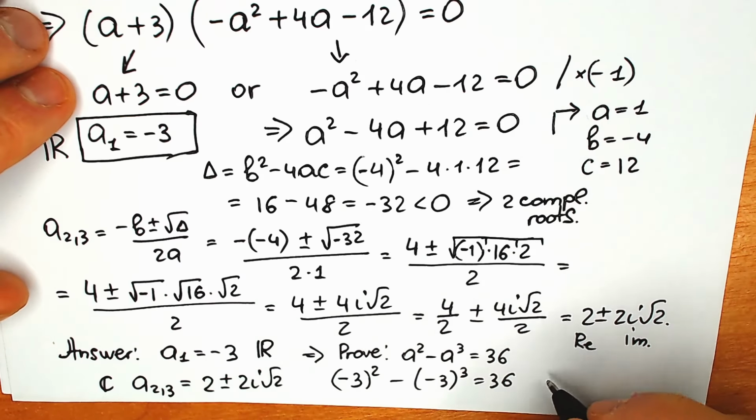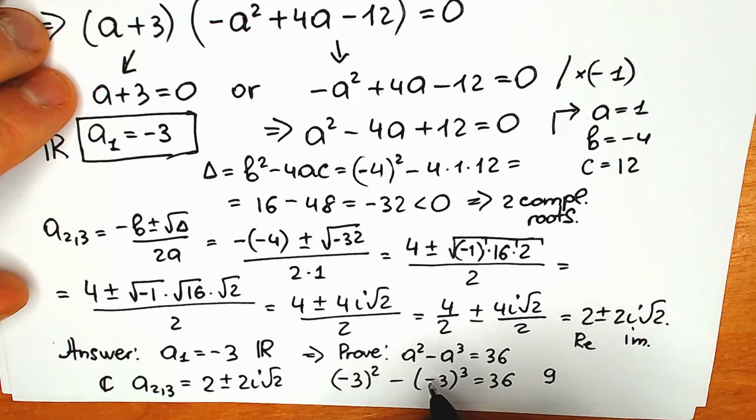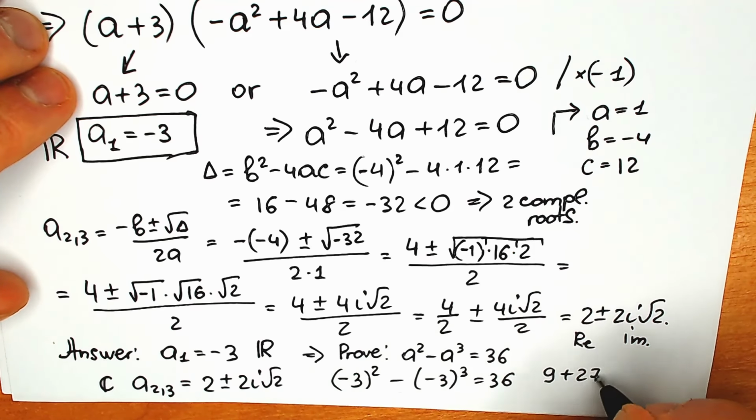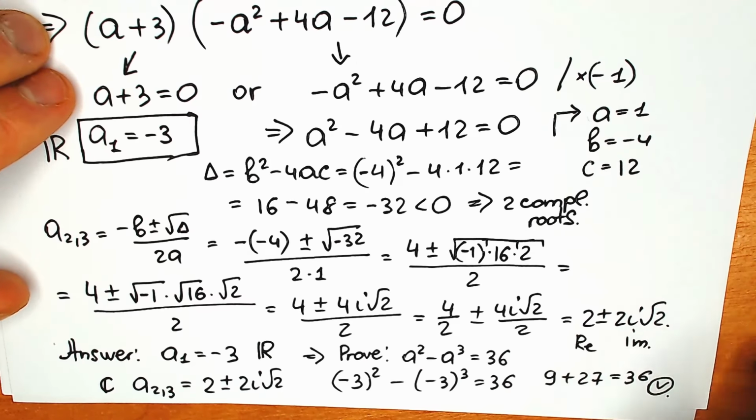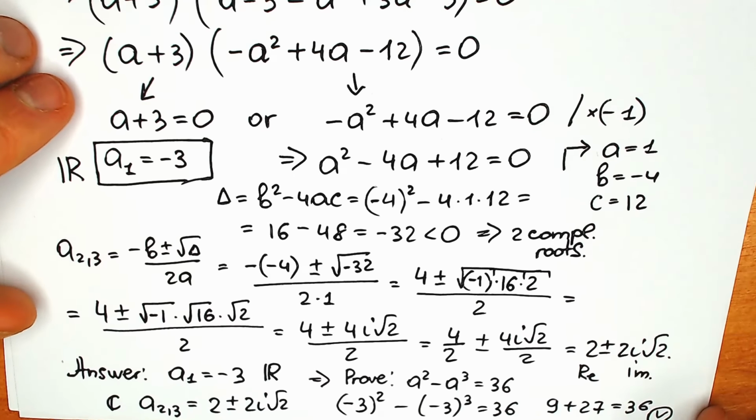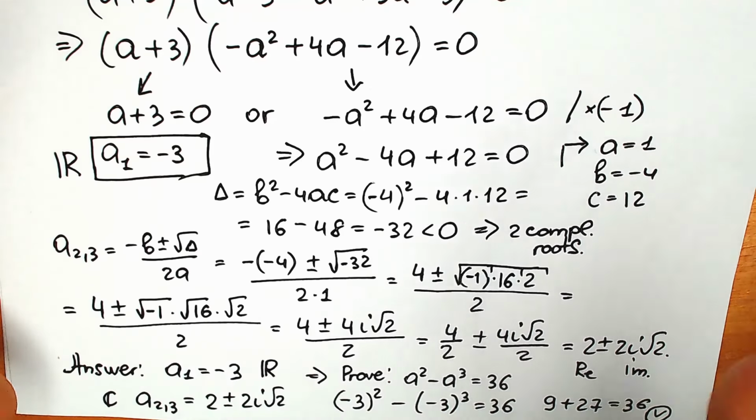Minus 3 square equal to 9. Minus equal to plus, because we have an odd power. Even if you keep this negative sign, right here we also have minus 27. So minus we have plus, so we have plus 27 equal to 36. So everything is great. Our root is absolutely correct. So it was my solution to this question.